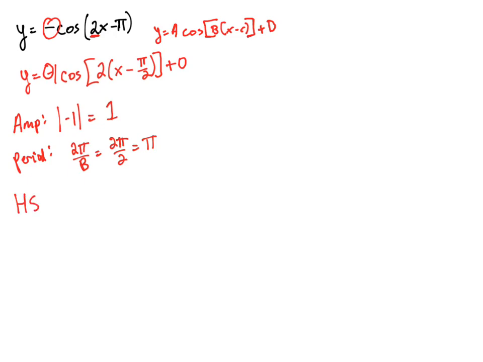And for the horizontal shift, we are going to go right pi over 2 units. Again, make sure you say explicitly right pi over 2. Don't say plus pi over 2 or negative pi over 2. You need to say right or left, in this case right. There's no vertical shift because the d value is 0.